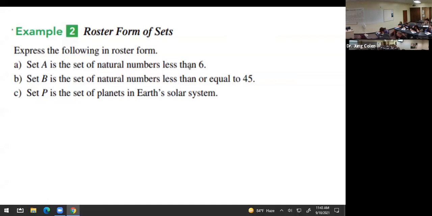Shana? Set A. 1, 2, 3, 4, 5. Not including 6, because the numbers have to be less than 6, right? Very good. So I'm pretty sure you all have 1, 2, 3, 4, 5 in the braces with the commas in between, right? How about set B?